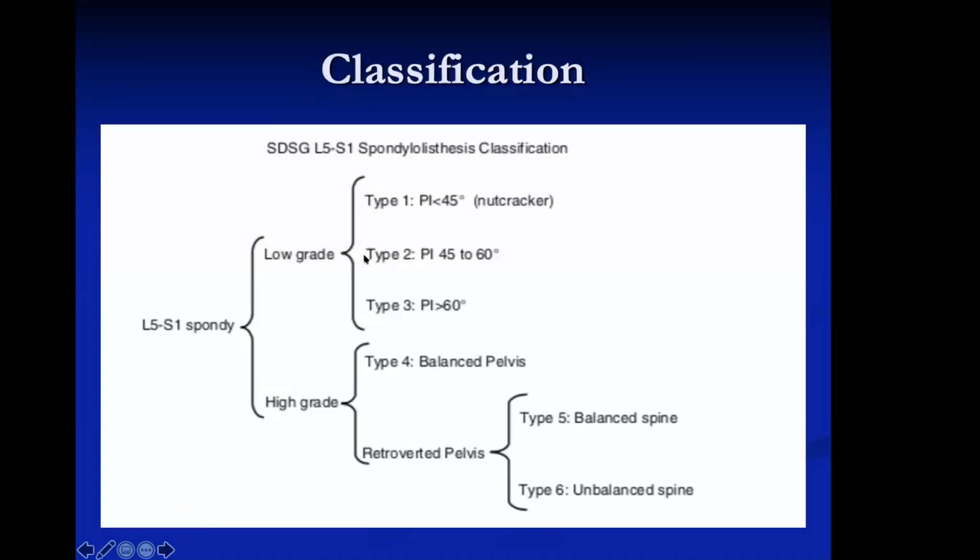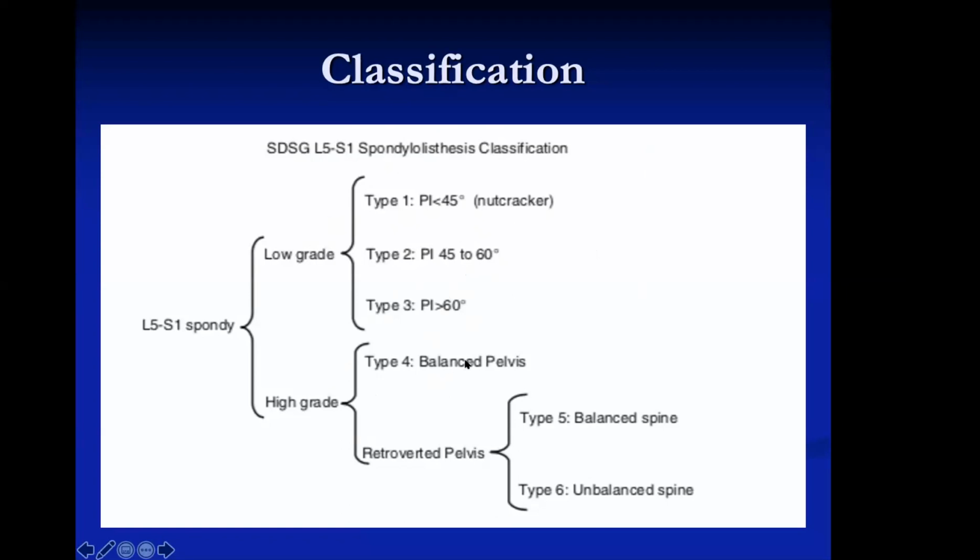Now in the low grade, low grade is not a big deal at all. Whether it is low pelvic incidence, medium pelvic incidence, or high pelvic incidence, the spine is always in balance. In these patients, in low grade listhesis, the treatment is decompression and fusion, which we call TLIF. Okay, TLIF procedure, whatever be the pelvic incidence.